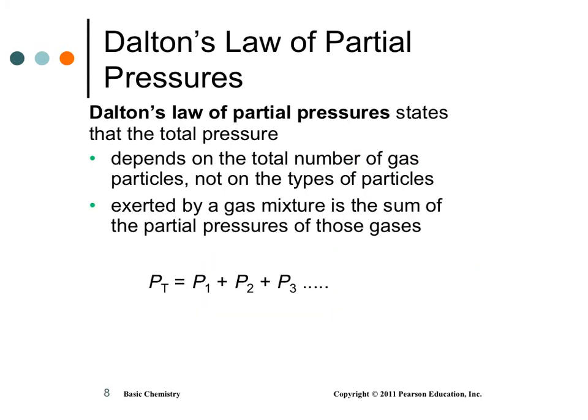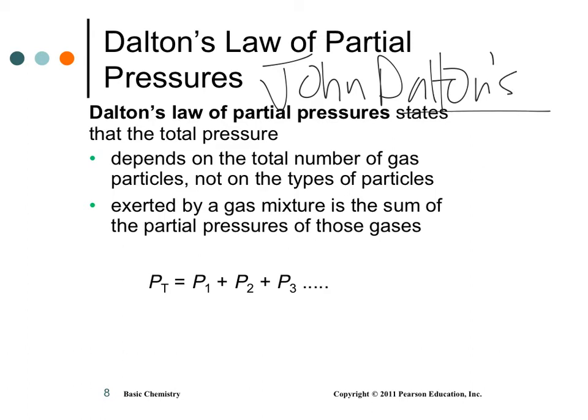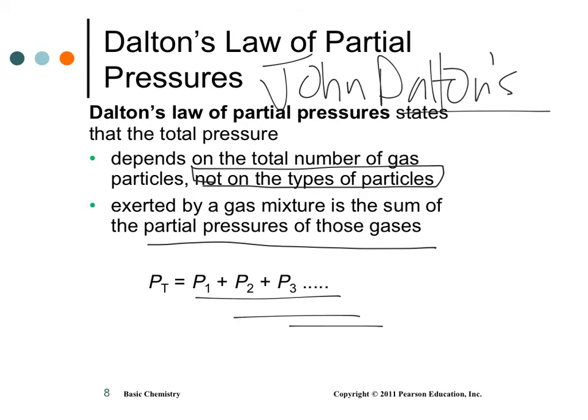All right. Okay, so here's what I've been talking about. Dalton's law of partial pressure states that, John Dalton, man, he's the man, huh? Dalton's postulates. Now we got more from Dalton. The pressure depends on the total number of gas particles, not the types of particles, just total gas. So it doesn't matter what gas it is. Could be xenon, argon, methane, sulfur dioxide, neon, hydrogen, oxygen, whatever. The total pressure exerted by a gas mixture is the sum of the partial pressures of those gases. Just going to add them up, no matter how many we have.